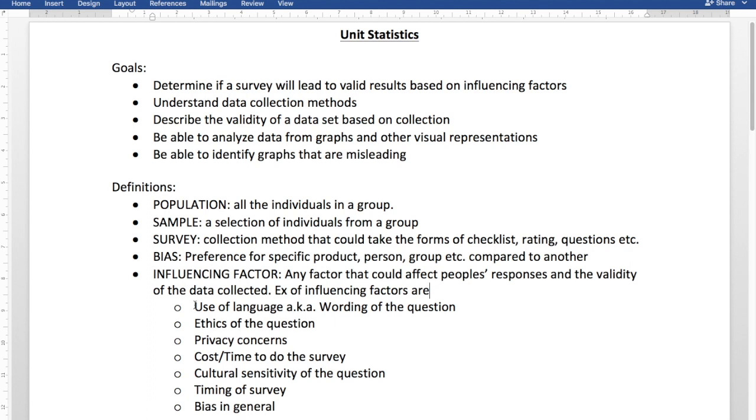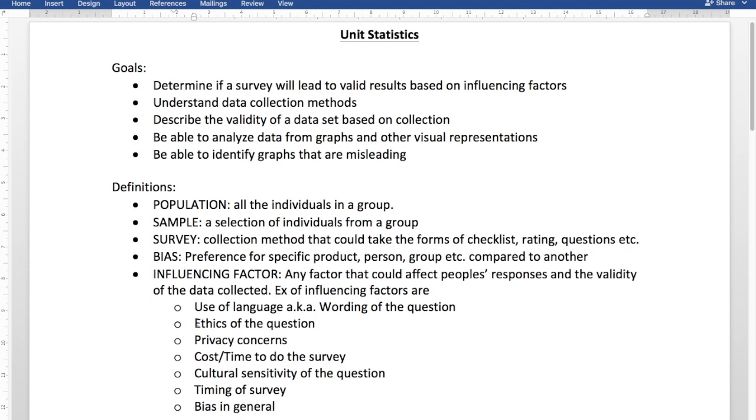And then finally, this is the new thing we're really focusing on today: influencing factors. When you write a question or do a survey, there's a bunch of things that could influence the way that people answer. Here is a list of some of those things. The first is the way you word the question, or the use of language. If you word it in a confusing way, or in a way that gives bias for one answer over the other, then you might be making the data that you collect not valid.